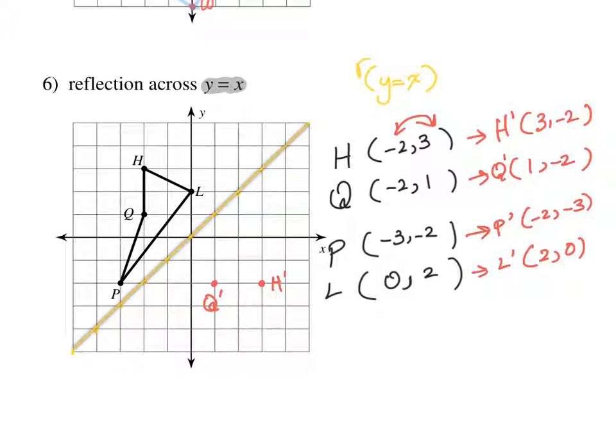P prime is (-2, -3). So that's going to be your P prime. And L prime is going to be (2, 0). And I'm going to connect them.